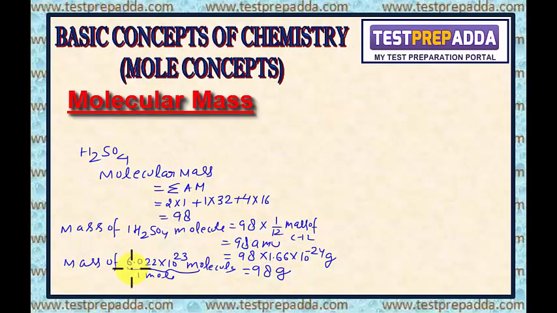As we know, the mass of 1 mole is the molar mass. So the molar mass of H2SO4 is 98 gram. Again you see, it is numerically equal to the molecular mass. That is why it is also known as gram molecular mass. So the gram molecular mass of H2SO4 is 98 gram. My point is clear. Now, this is the mass of 1 mole of H2SO4.